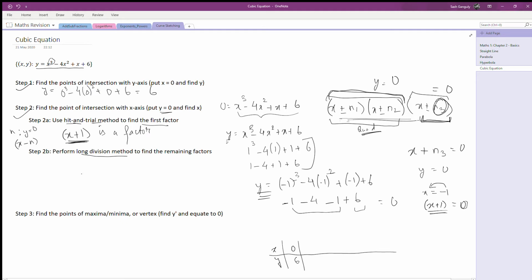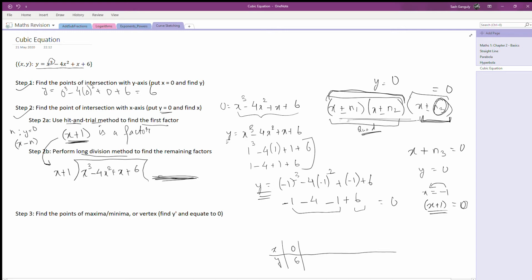We want to divide x cubed minus 4x squared plus x plus 6. We want to split it up into two components. The first component is the factor which you have already found, x plus 1, and if we divide by it, I expect a quadratic. I expect a quadratic if I divide this cubic equation by this term. The way you do long division is you kind of visualize.